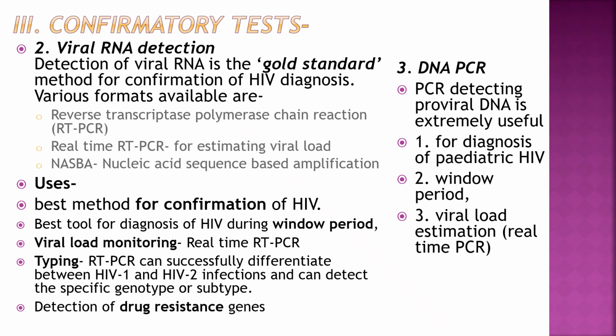Third is DNA PCR. PCR detecting proviral DNA is extremely useful for diagnosis of pediatric HIV, window period, viral load estimation.